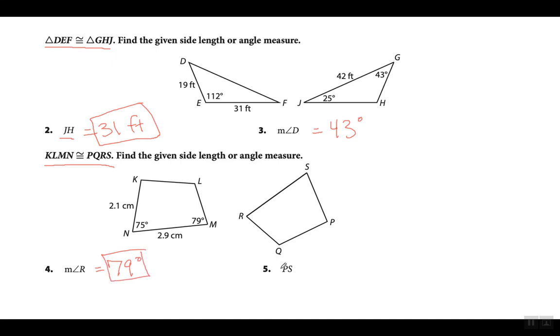And last one, number 5, side PS. That's the first and the fourth letter. So they correspond to the first and the fourth letter in this one, KN. So if you look right here on this shape, side KN is 2.1 centimeters. So there's my answer. Again, they're not all going to be that easy. Enjoy it while it's that easy. In a second, we're going to use a lot of algebra.